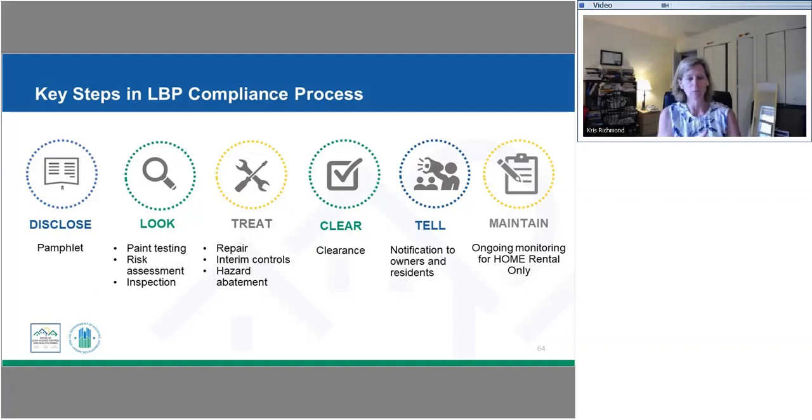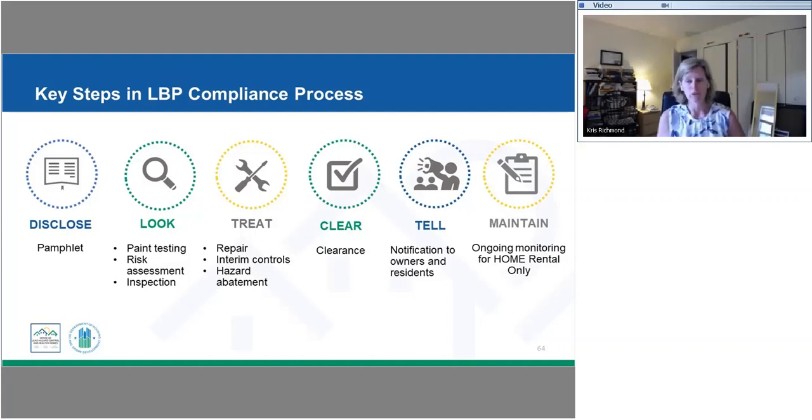We're going to dive in deep about what each of these mean and where you can find more information about that. Also for clearance, so after the work is done, it has to pass clearance. This is going to be done by a visual inspection and dust sampling. After the clearance is done, we need to provide notifications to both the owner and the residents. They need to be notified in writing when any hazards are found and how they're treated and cleared.